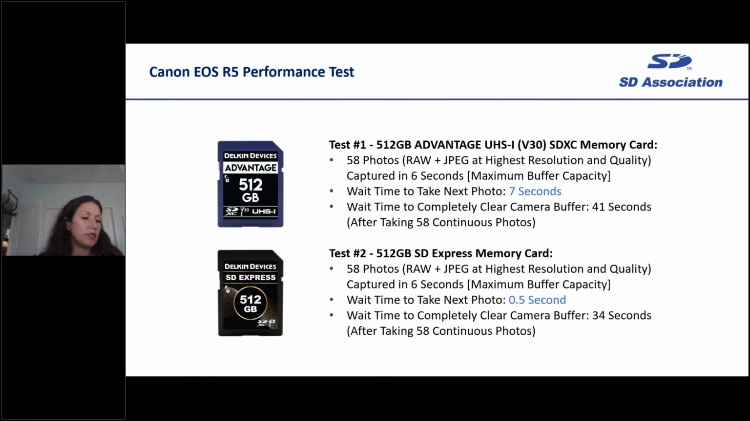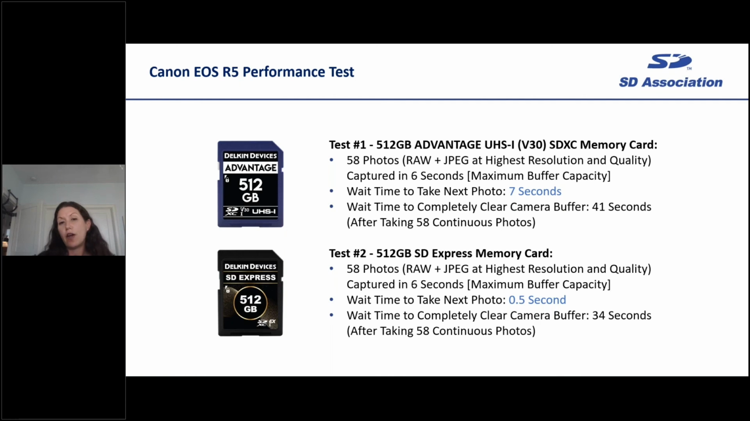One of the things that's great about Delkin is that not only do all of us hold specific job titles, but most of us are also photographers. And what this allows us to do as a company is a lot of real world tests. In this case, we chose the Canon R5, but we've tested a number of the latest cameras. We took a 512 gigabyte UHS-I card, and a 512 gigabyte SD Express Delkin card. And where we saw the biggest difference is in the wait time to take the next set of photos.